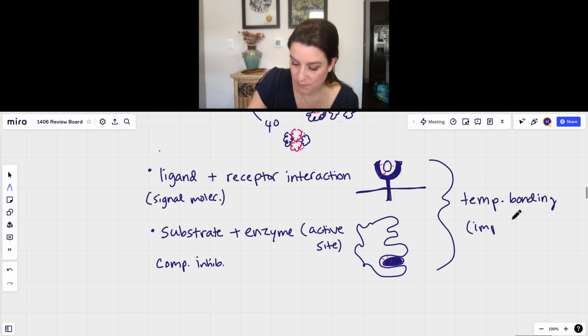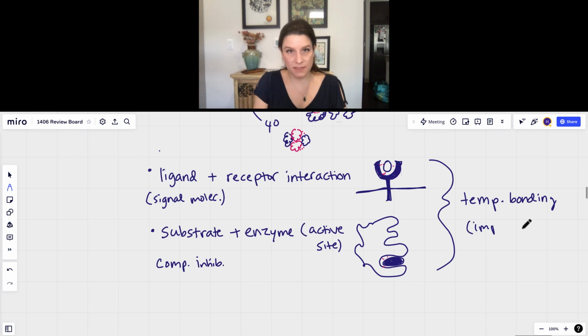And that's really important because unsticking stops the signal, right, for a ligand receptor. The substrate needs to unbind after the reaction happens in an enzyme because it needs to go away so the enzyme can continue working. If it's stuck there, then the enzyme can't do its next job. So both of these are temporary.